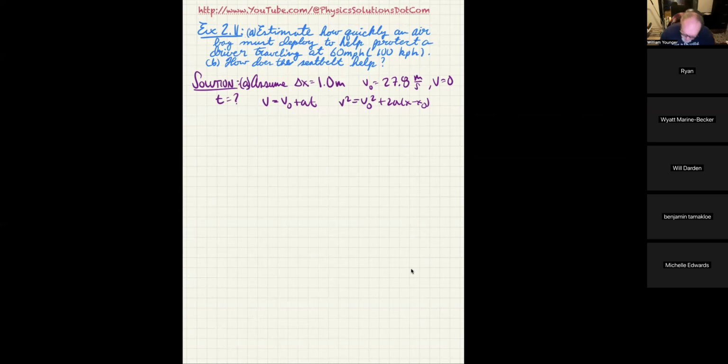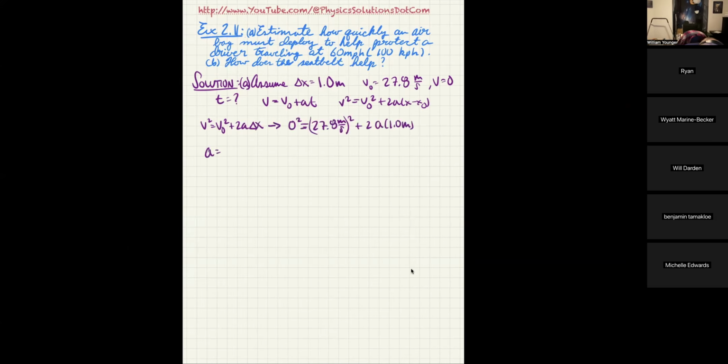So let's try that. So v squared is equal to v0 squared plus 2a, and again, I'm just going to call that delta x for ease. Now, what's that going to give us is the following. I'm going to say 0 squared is equal to 27.8 meters per second squared plus 2 times a times 1.0 meters. And this allows us to figure out that a would be, it's obviously going to be negative, but we're only going to care about the magnitude.